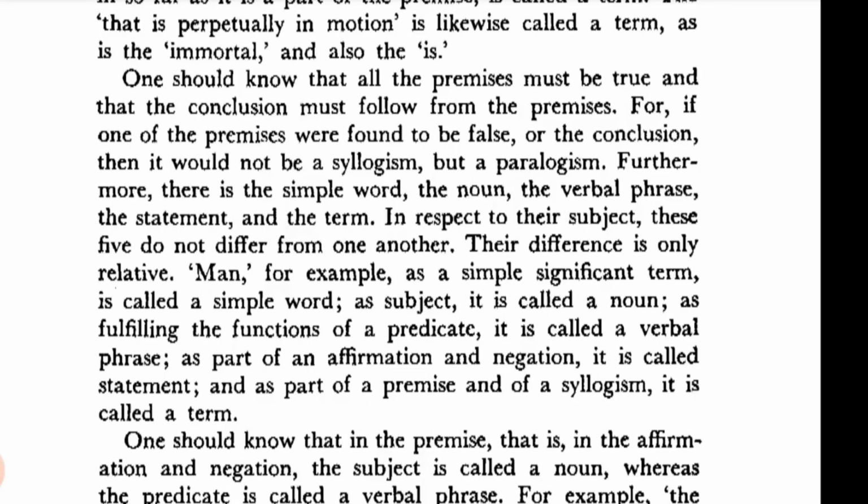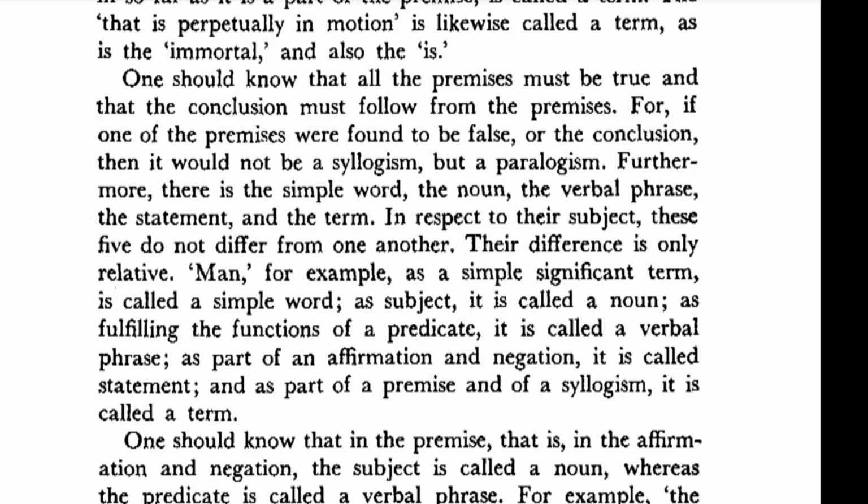One should know that all the premises must be true and that the conclusion must follow from the premises. For if one of the premises were found to be false, or the conclusion, then it would not be a syllogism but a paralogism. Furthermore, there is the simple word, the noun, the verbal phrase, the statement, and the term. In respect to their subject, these five do not differ from one another. Their difference is only relative.